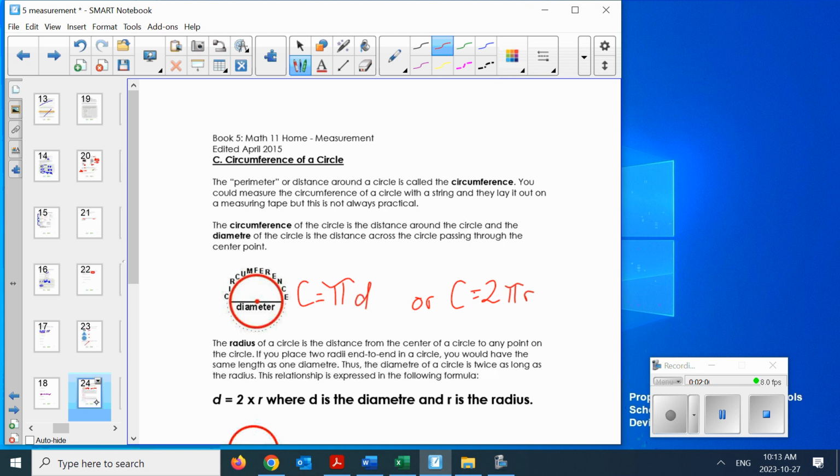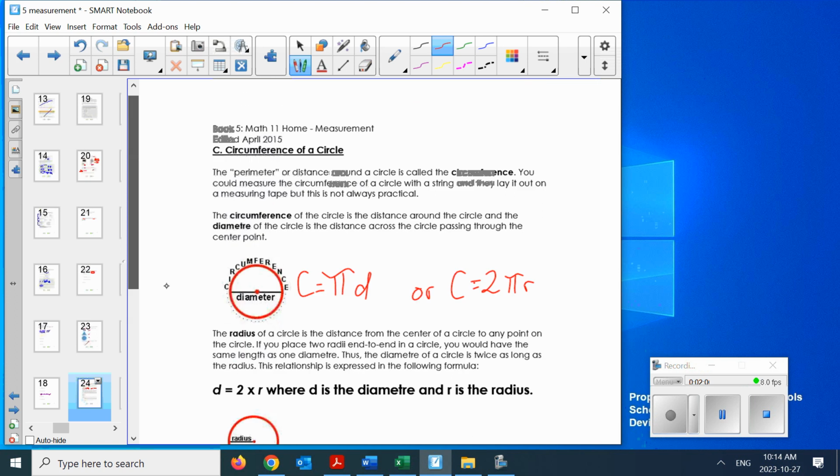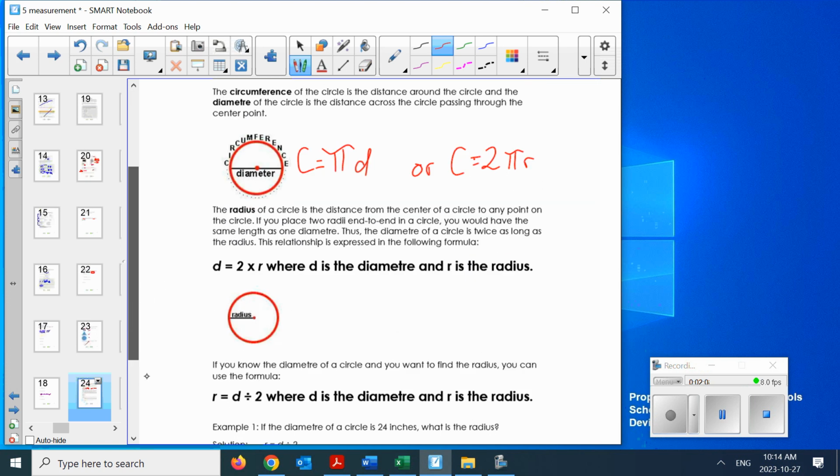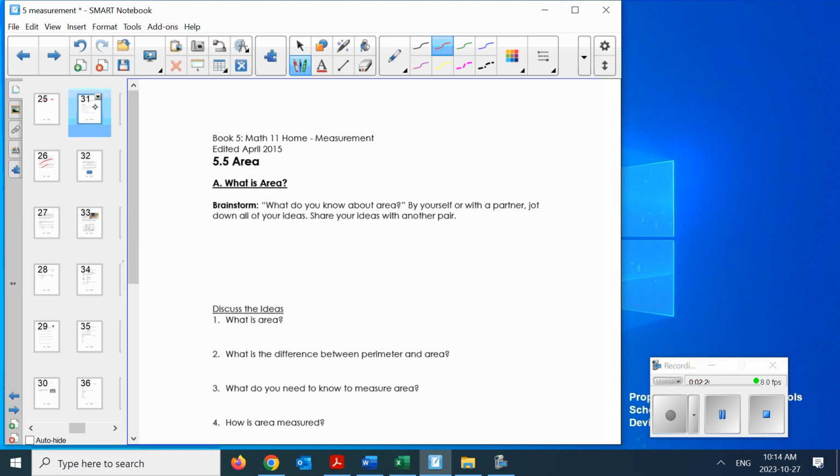Then, the circumference of a circle is the word for the perimeter of a circle, but it uses this formula with 3.14 as a pi value. You probably have a button on your calculator for that. You might not, if not, type in 3.14. And I think that's where we left off, because I want to talk about area today.